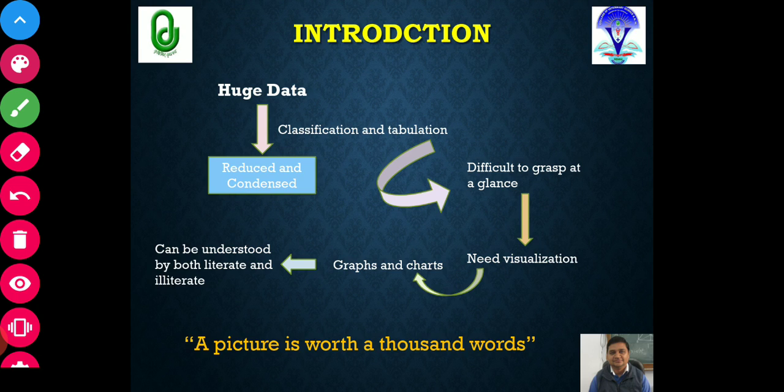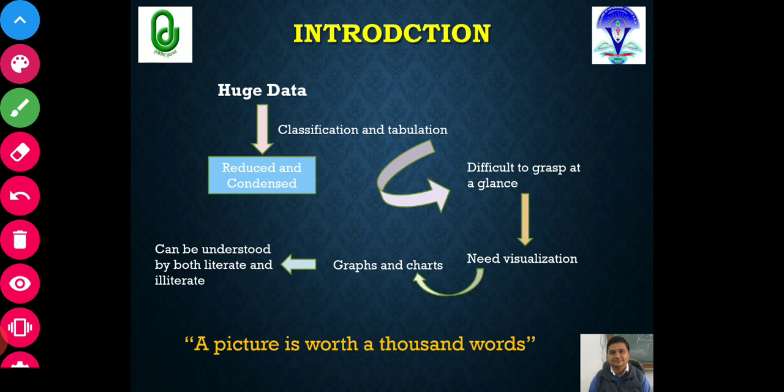When we have a very huge data set, we want to reduce and condense it so that it becomes easily comprehensible. For that, we have already seen in last classes the classification and tabulation. By classification and tabulation, you can reduce and condense the data, but you cannot grasp the whole data at a glance.